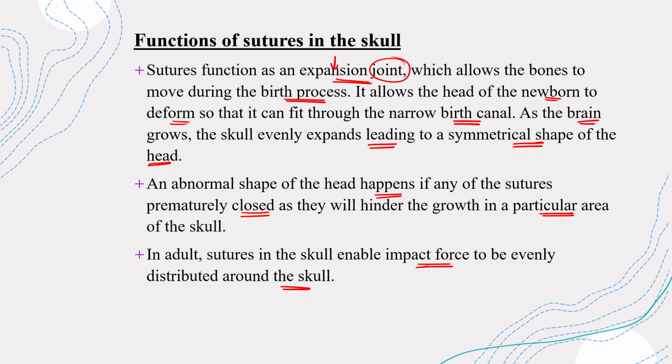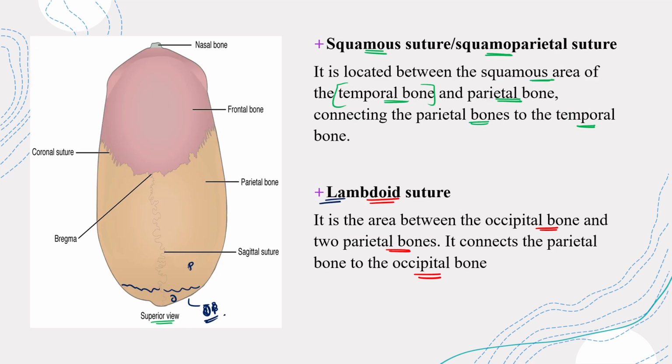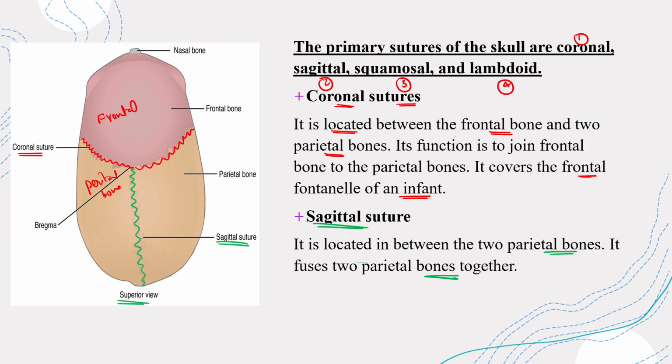If you have any impact on your head, that impact is evenly distributed over your skull with the help of these sutures, which absorb the impact. It's kind of absorption, you can say. I'm just using this word to help you understand what happens. That force is evenly distributed around the skull so that your brain is safe. So these are the primary sutures and other sutures present in the human skull.